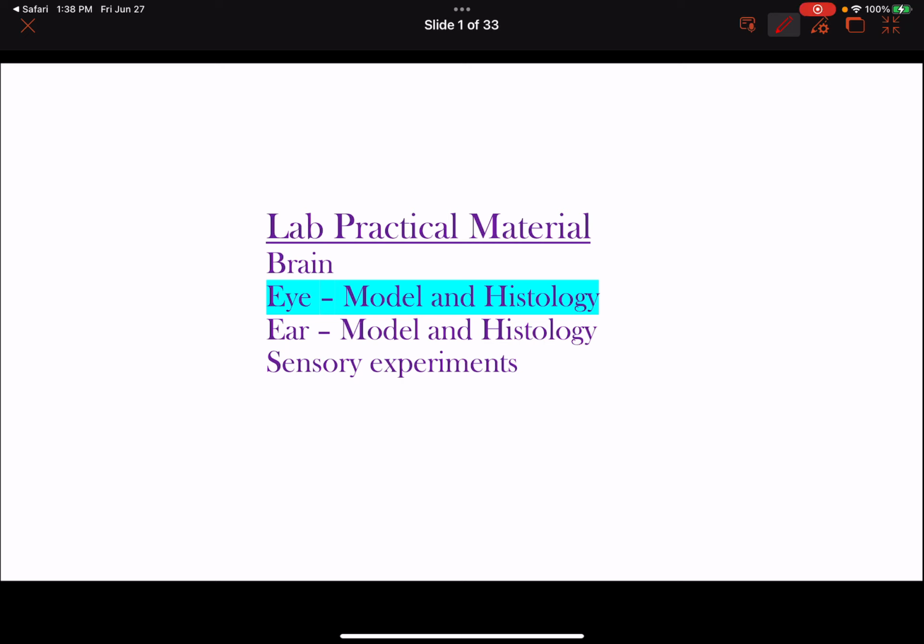Hello everyone. In today's lab practical video, we will explore the anatomy of the human eye using a model, examine a real cow eye through dissection and review key histological structures of the eye under the microscope. Please make sure to follow along carefully as we go through each structure you need to know for your exam.